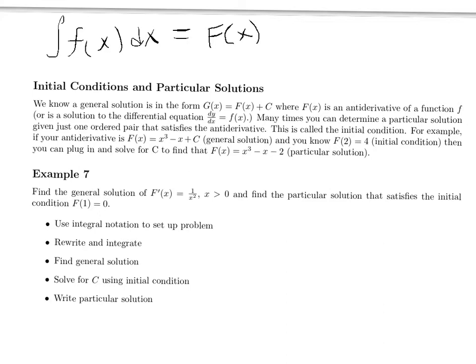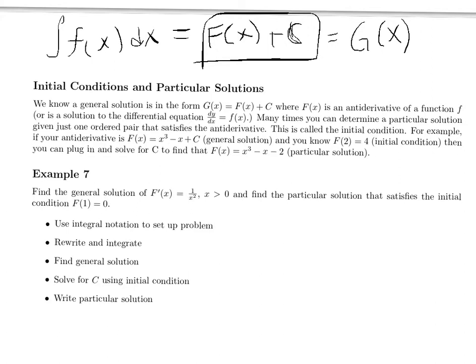But there are infinite numbers of possible solutions if we just add a constant, okay? And when we add that constant, this whole thing together is what we call our general solution, and we gave that the label big G of x, okay? So that's a general solution.